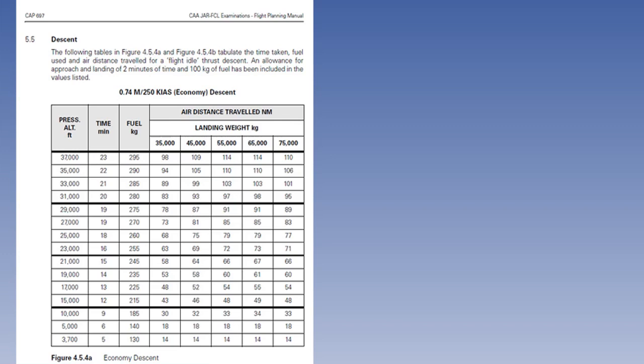Even in a climb or descent, where conditions change with change of height, the nautical ground miles can still be deduced. In the example, descending from 37,000 feet with a landing weight of 35,000 kilograms, the time taken is 23 minutes, and the air distance is 98 nautical air miles.